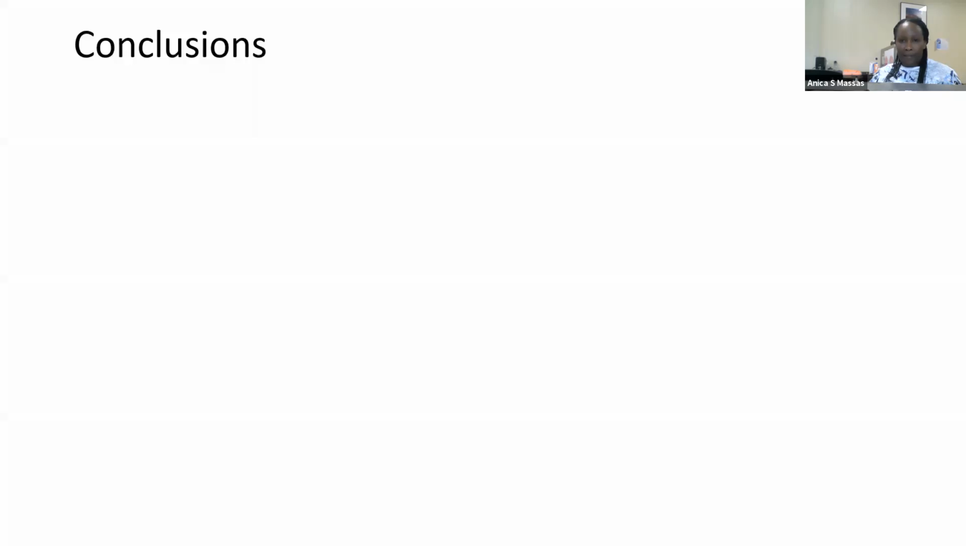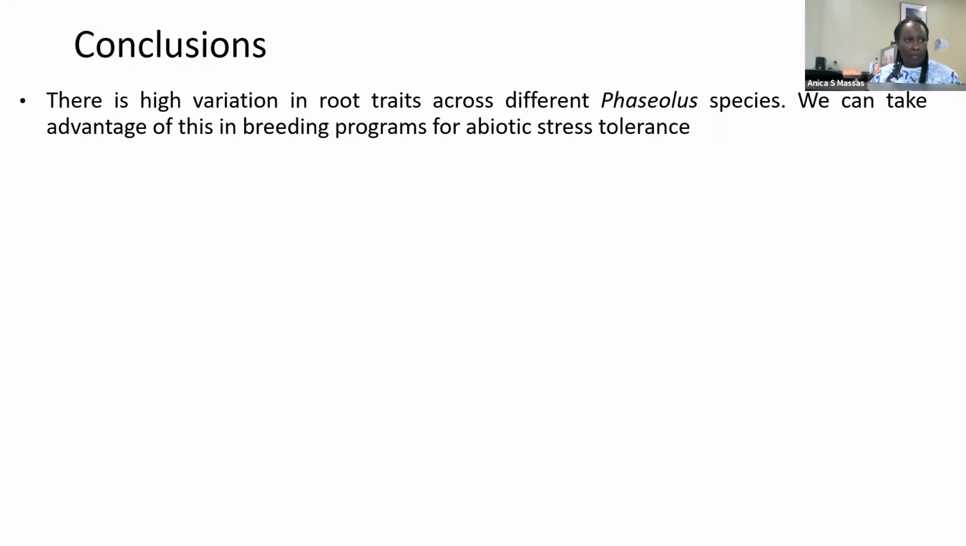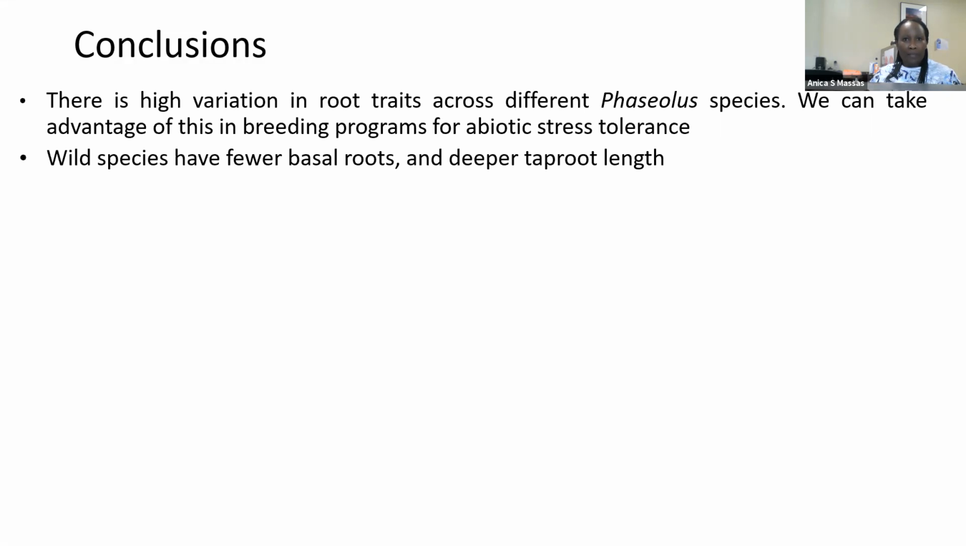As a take-home message, we find higher variation in root traits across different Phaseolus species. We can take advantage of this in breeding programs for abiotic stress tolerance. Why do some species have fewer basal roots and deeper taproots? Maybe it's a good strategy for them to capture water in the deep soils.